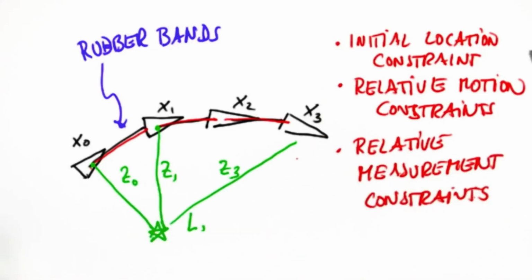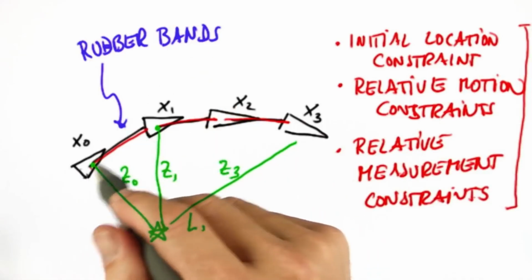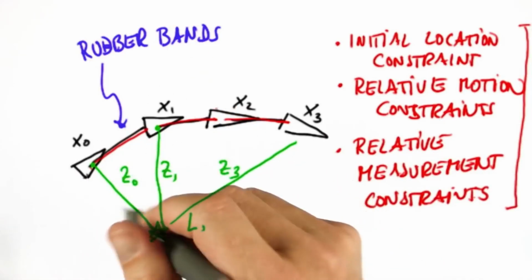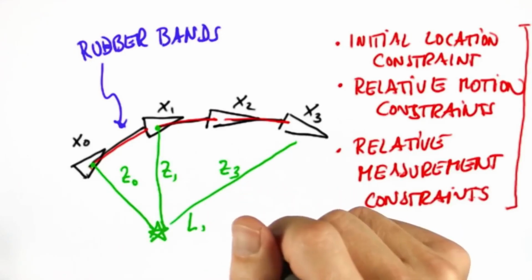So graph SLAM collects those constraints, and as we'll see, they're insanely easy to collect. And it just relaxes the set of rubber bands to find the most likely configuration of robot path along with the location of landmarks. And that is the mapping process.